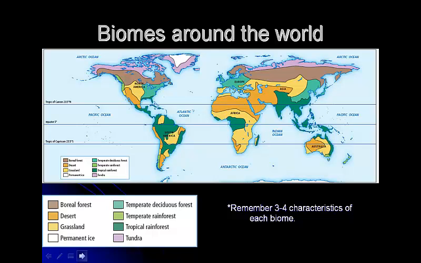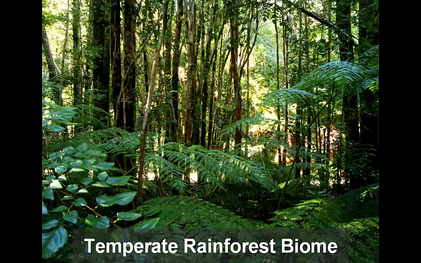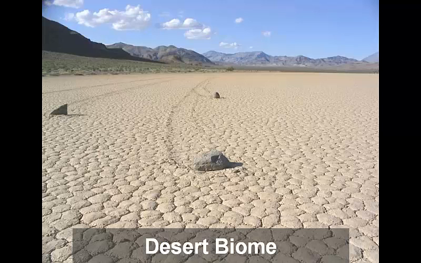The boreal forests, deserts, grassland, permanent ice, temperate deciduous forest, temperate rainforest, tropical rainforest, and tundra. You likely already know lots about these biomes. If you live near the BC coast, you live in a temperate rainforest biome, characterized by mild temperatures and lots of rain. If you visit Death Valley in California, you would be in a desert biome, characterized by little rain and very hot temperatures. In fact, the hottest temperatures ever recorded were taken in Death Valley.